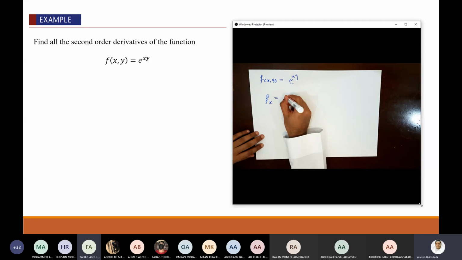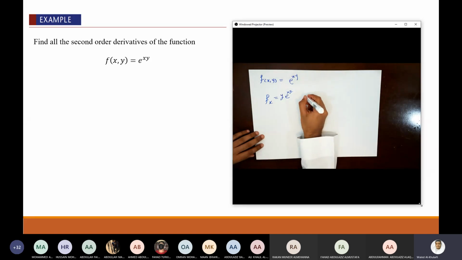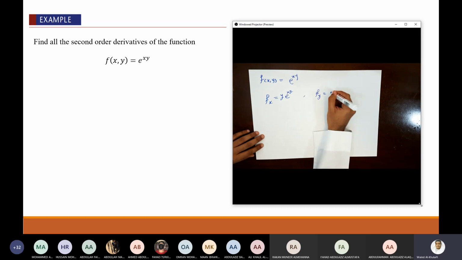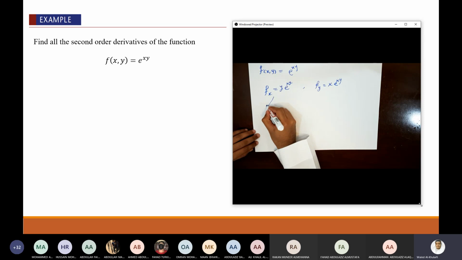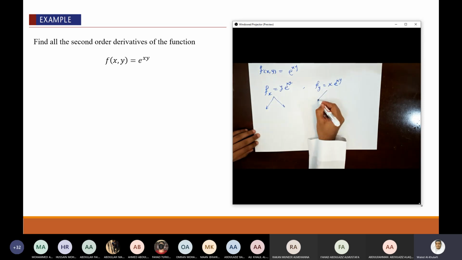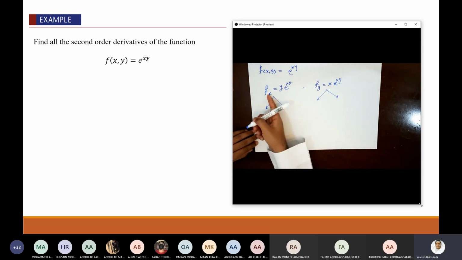e to the power xy times, multiply by y. Think of y as a constant. Very good. And then fy, I have to find the derivative of this one, which is x e to the power xy. Okay? He said find all the possibilities. From here you have two possibilities. From here you have two possibilities. So here we have xx, then guys, what? xy.